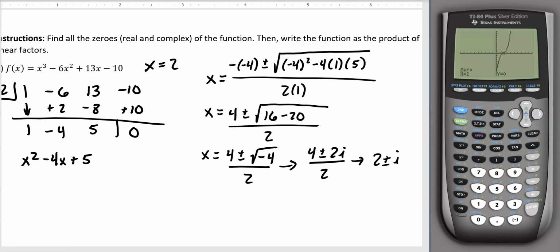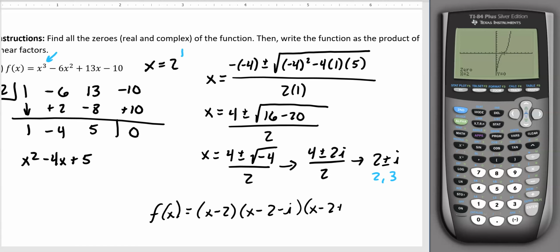All right, and that would be my 3 zeros that I need, right? X equals 2, this is a third degree polynomial. X equals 2 is my first, and then here are zeros 2 and 3. So in factored form, f of x equals x minus 2, x minus 2 minus i, and x minus 2 plus i. Fantastic.